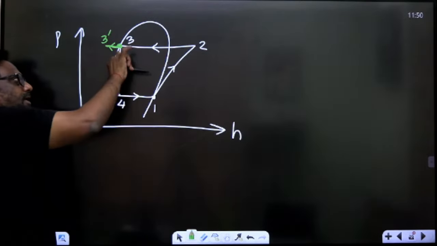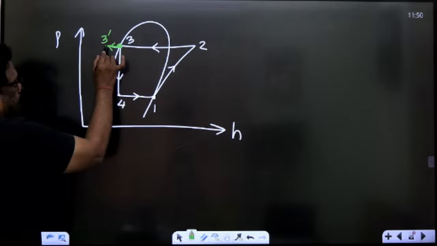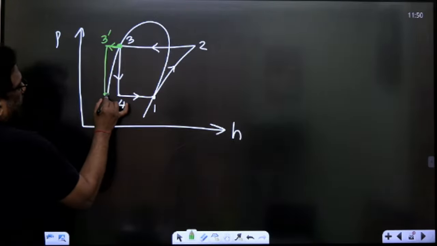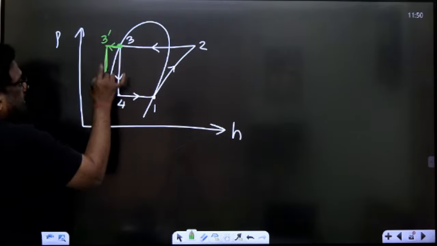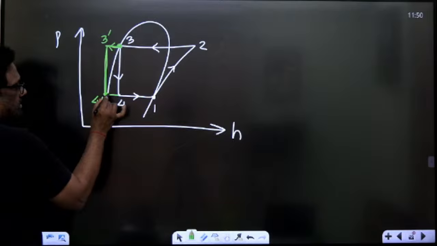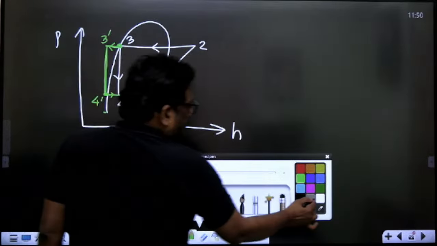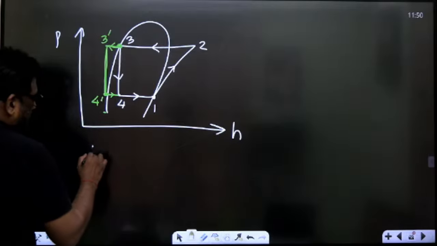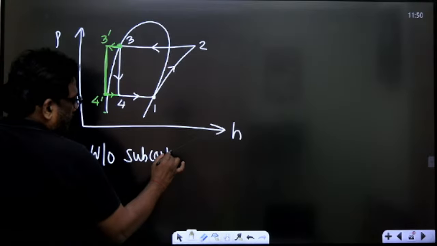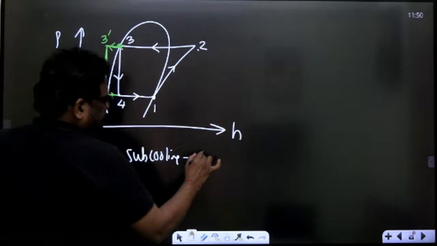तो without subcooling, the exit is 3. With subcooling, the exit is 3 dash. अब यहां से देखो सर, यहां से मेरे प्यारे दोस्तों, this is your throttling and then 4 dash. देखो एक सेकंड देखो, the old cycle is without subcooling, without subcooling. What is the cycle, sir? The cycle is 1 2 3 4.